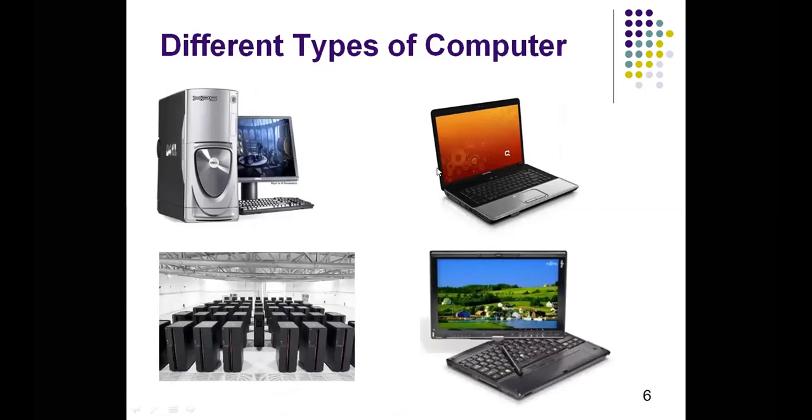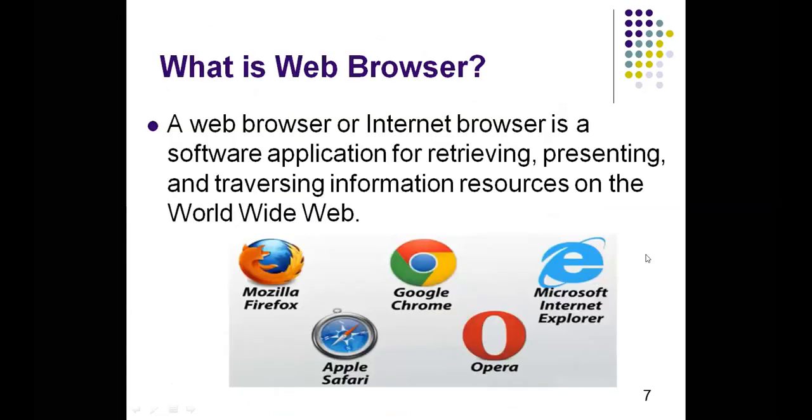We have desktop, laptop, server, and tablet. These four types of computer we have, you already know their characteristics, their advantages and disadvantages. Okay, right. Now come to the point: what is a web browser?